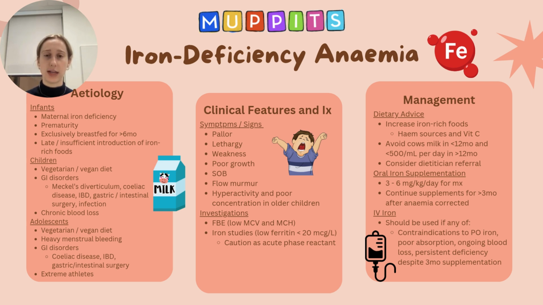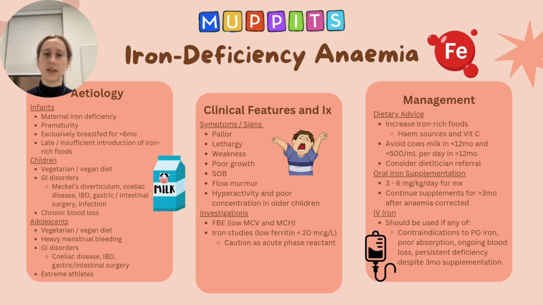But most often that's going to be a severe iron deficiency anemia. So what are the potential etiologies? Obviously, there's a lot. Most common probably going to be due to poor intake or blood loss as well. But we'll break it down into infants, children, and adolescents again. So in infants, it could be because of maternal iron deficiency.